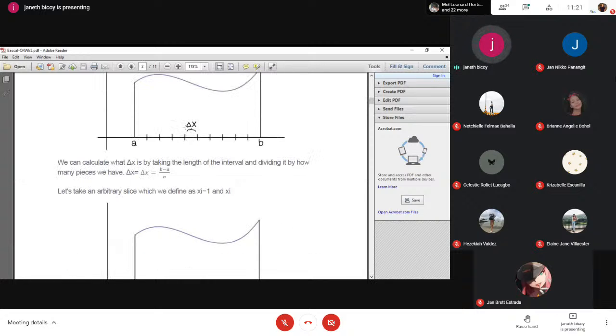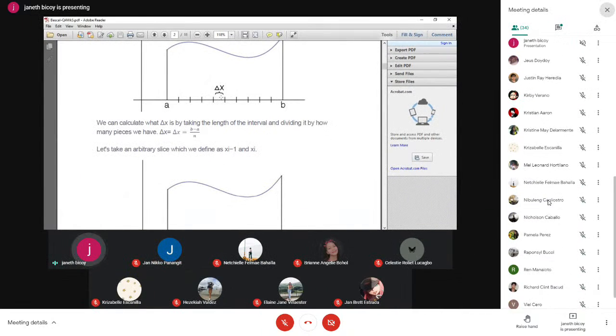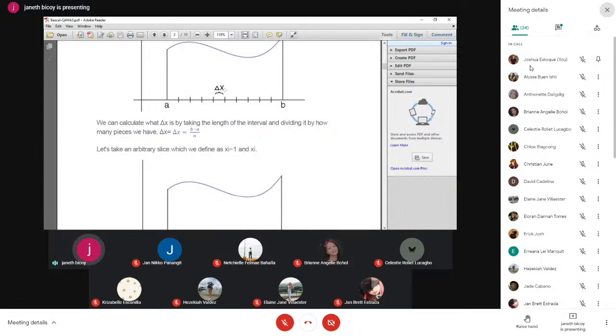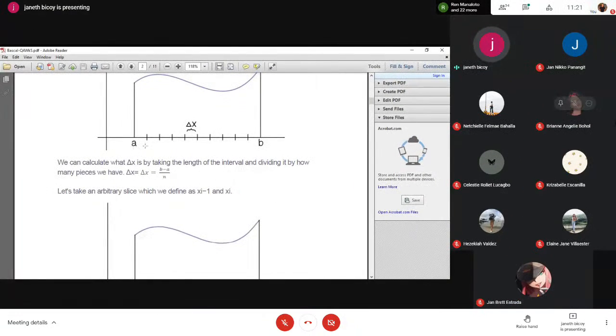Okay, so delta x is just equal to the width. That is your delta x. We can calculate delta x by taking the length of the interval. What is the length of AB? Okay, how are we going to find the width? So delta x will just be equal to the difference of the interval divided by the number of pieces. The number of pieces.